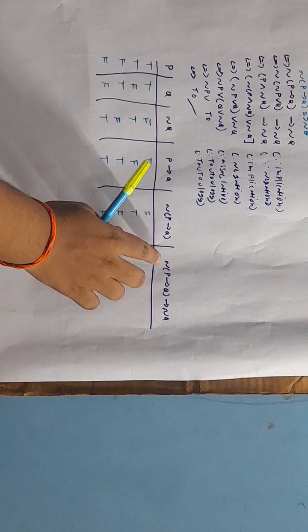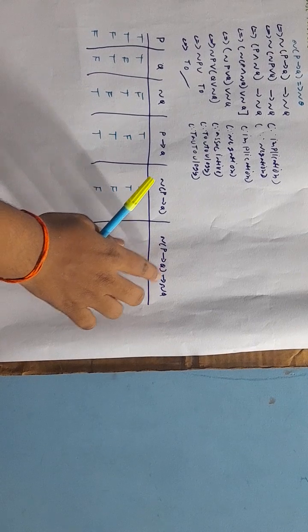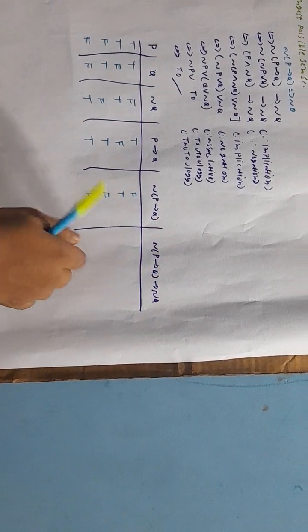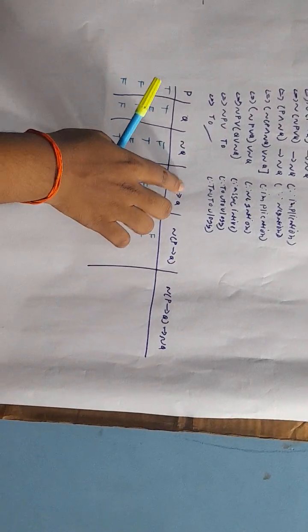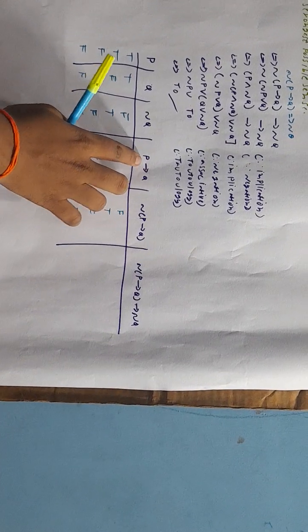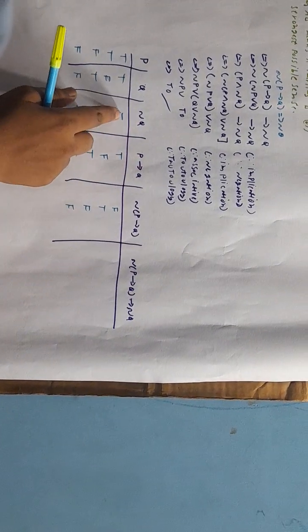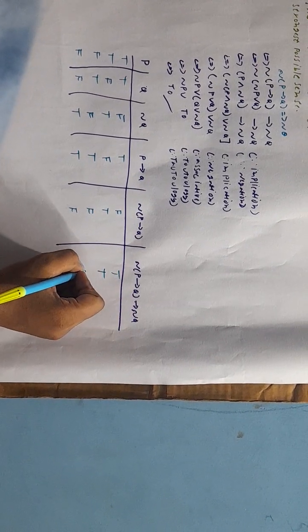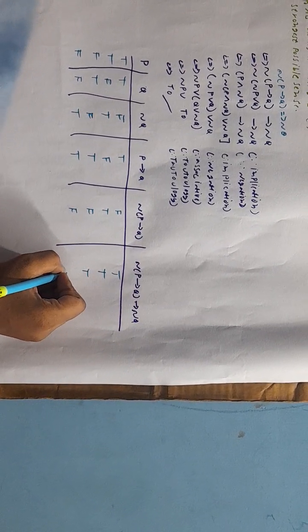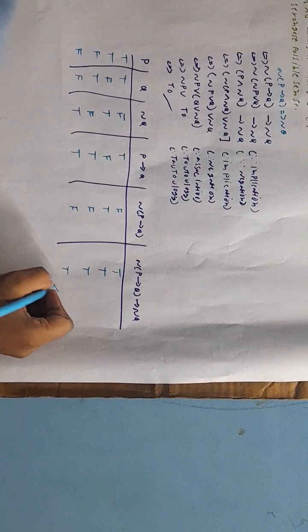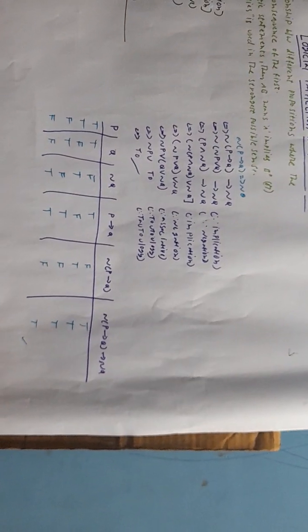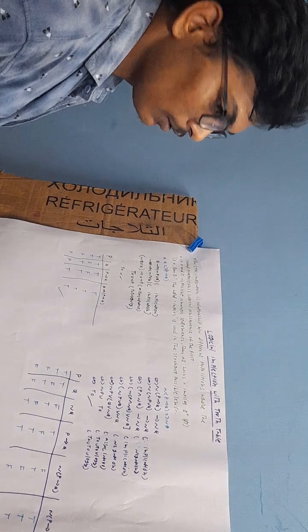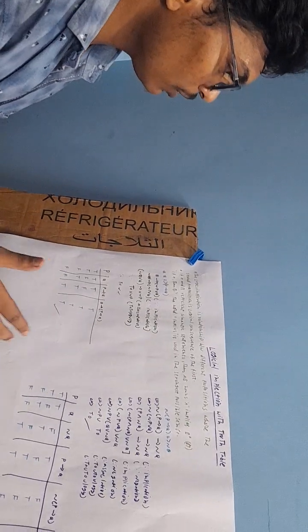Let's take negation of P implies Q implies negation of Q. That means P implies Q and negation of Q: false, false, true. True, true, true. False, false, true. True, false, true. All are right. That means logic implication with truth table is right. That's it. This is the logic implication of truth table.